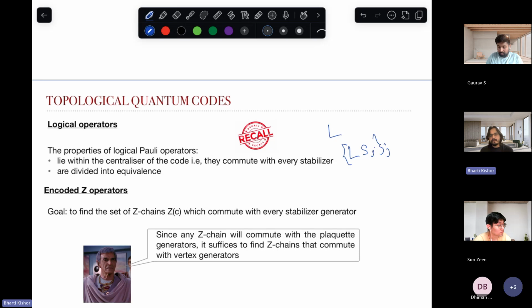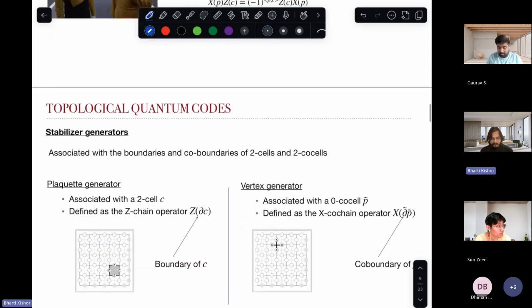So they belong in the centralizer of the code, meaning they commute with every stabilizer. And what are our stabilizers? We just looked at it. The stabilizer generators are associated with the boundaries and co-boundaries of two cells and two co-cells. We just looked at it.